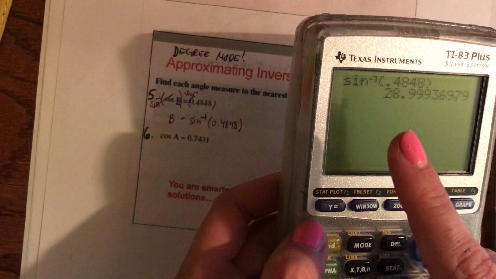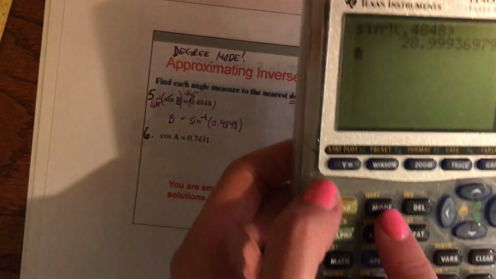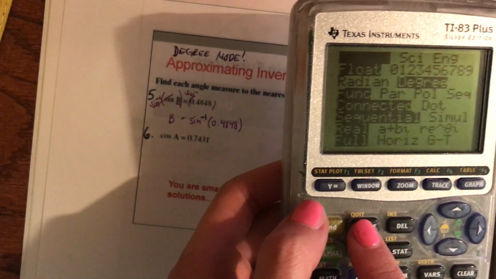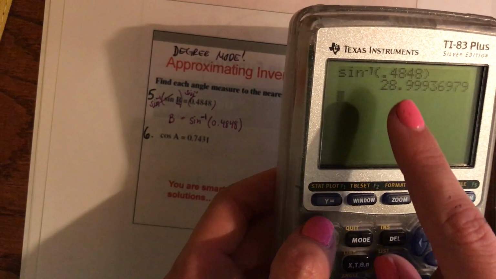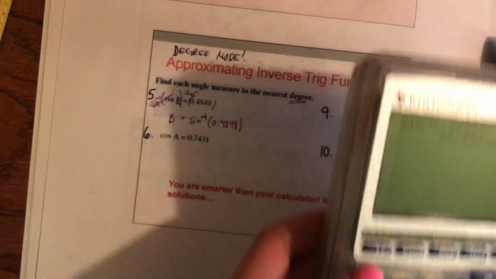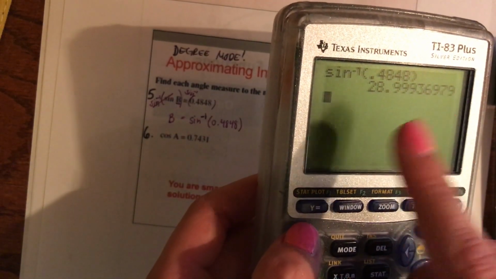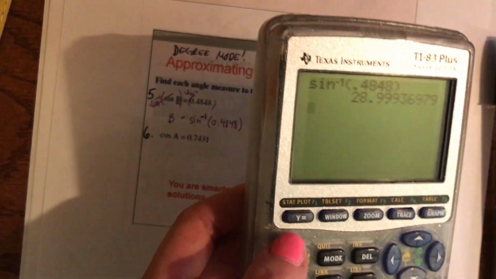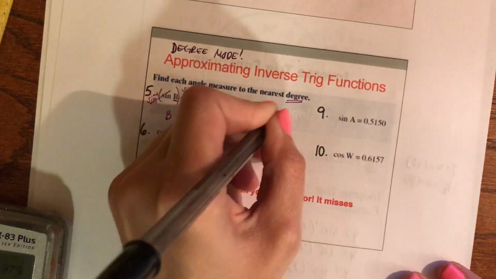Now, if this is not the number you're getting, it's because you are not in degree mode. So make sure you hit mode and confirm you're in degree mode. Okay. Now it says round to the nearest degree, so I'm going to go with 30 degrees, which makes sense because we know that sine of 30 degrees is 0.5. So that kind of makes sense. So I'm going to round to 30 degrees. Okay.